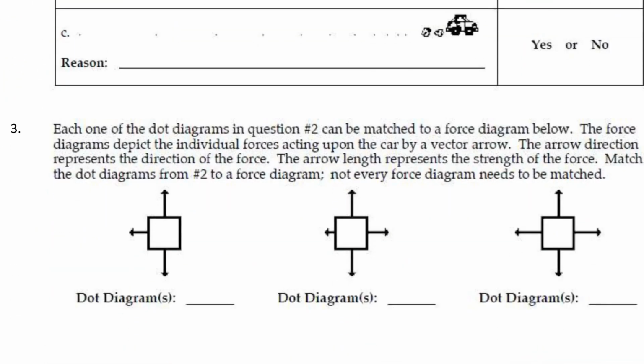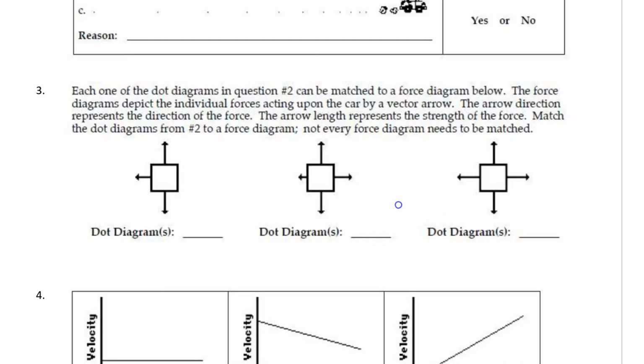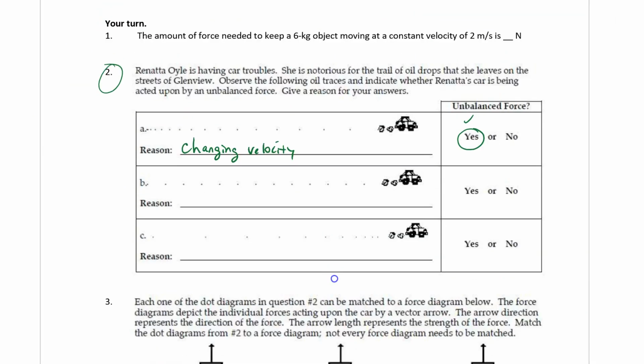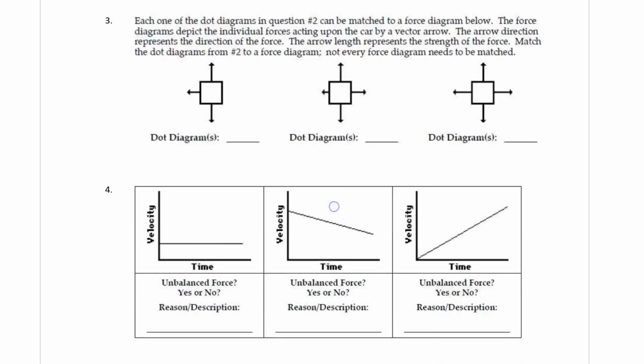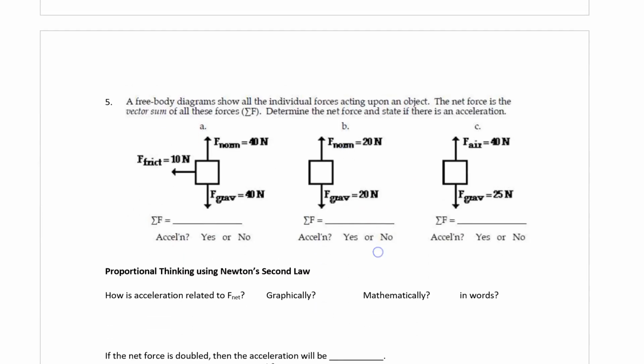Is there anything else crazy in here that I need to help you with? I don't think so. So the your turn starts at 1, 2, 3, 4, and then actually 5. So go to question number 5 now, and then when you're done, you can check the next video for the answers.